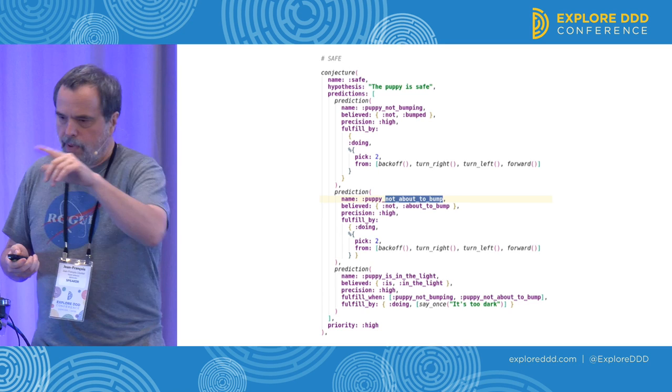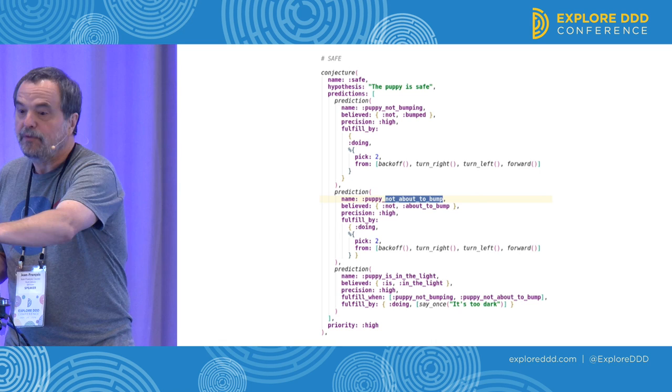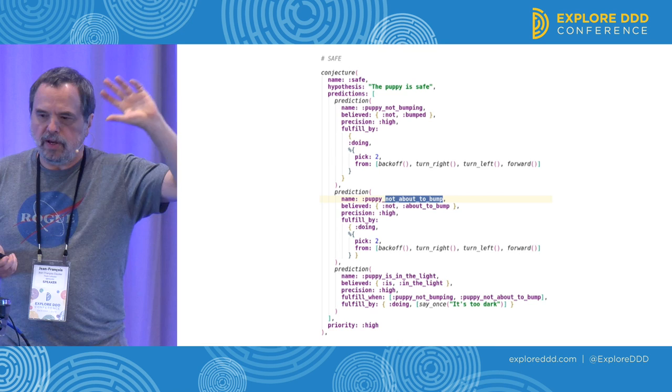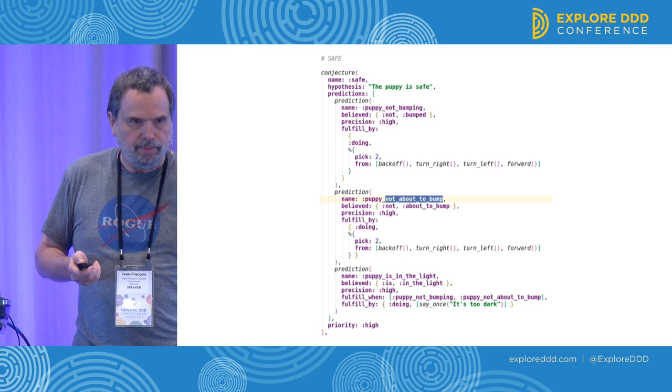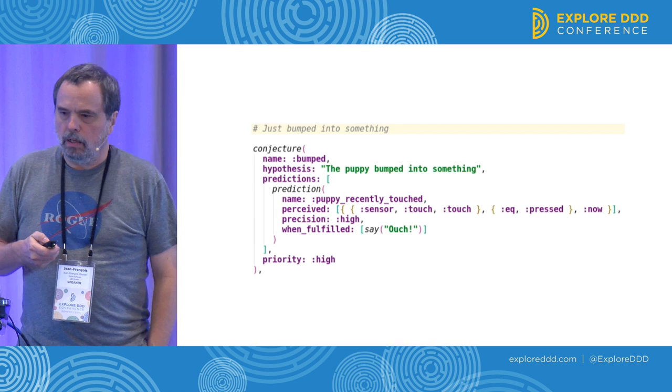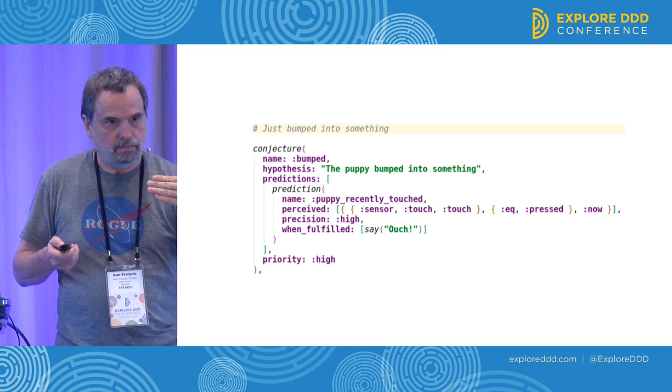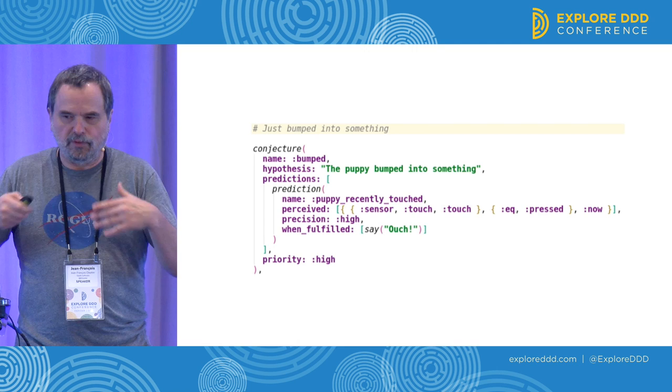And at the bottom, puppy is in the light. The fulfilled-when line is interesting here. It says, worry about this prediction only when the other two predictions have been fulfilled. Don't worry about proving that the puppy is in the light until you've proven that it's not bumping and it's not about to bump. Okay. And bumped, well, the conjecture that the puppy has bumped into something is true if you've perceived the touch sensor, and the last time you perceived the touch sensor, it was pressed. That's what it says. And when you fulfill this, you just say, ouch. So, oops, I bumped, so the robot's going to say, ouch.